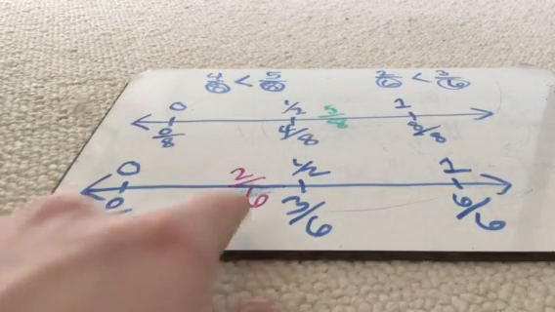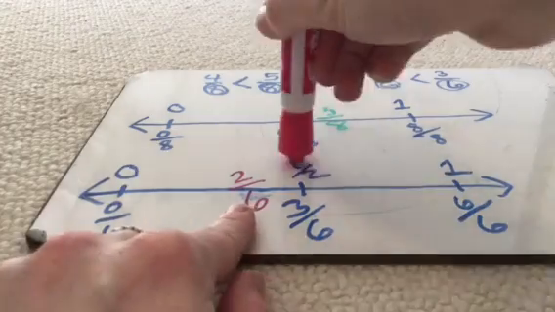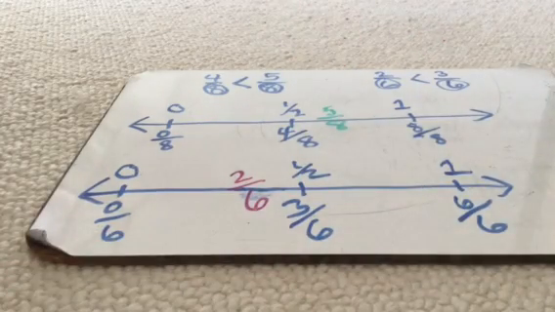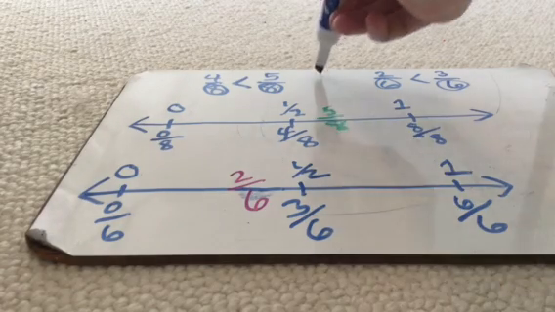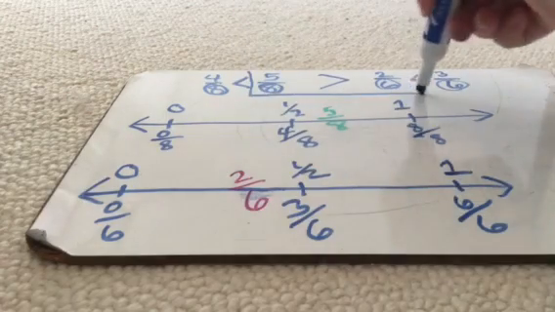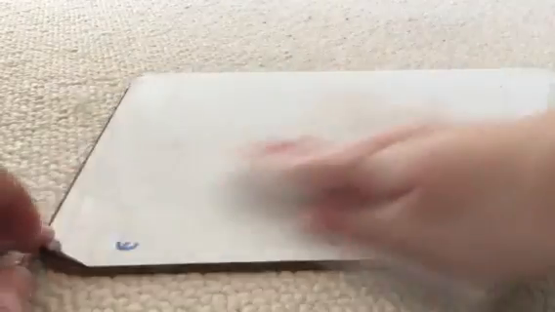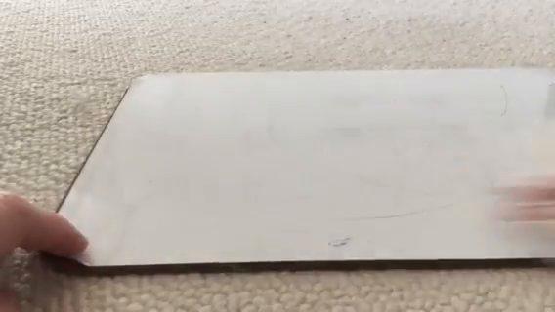Now looking at this, this is less than 1/2, this is more than 1/2. So I'm going to say that the one that's more than 1/2 is your bigger fraction. So 5/8 is greater than 2/6. Okay, last example, and this one is kind of a brain buster. So let's see what we can do with it.